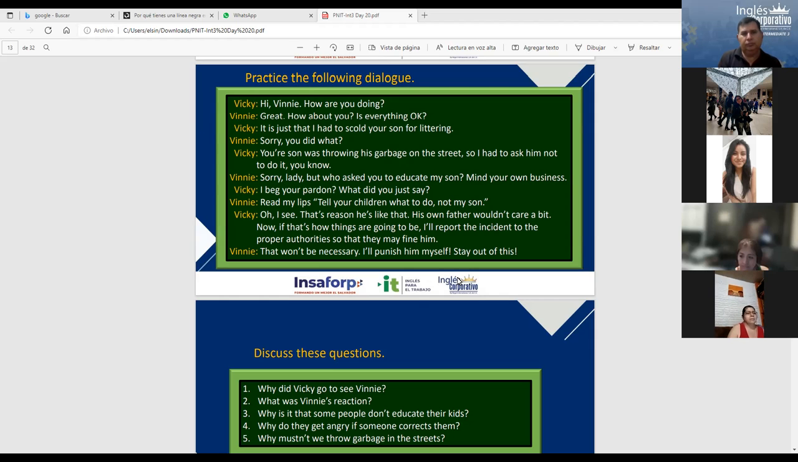Why do they get angry if someone corrects them? Es como por qué alguien reacciona enojado cuando alguien los corrige. Así es.